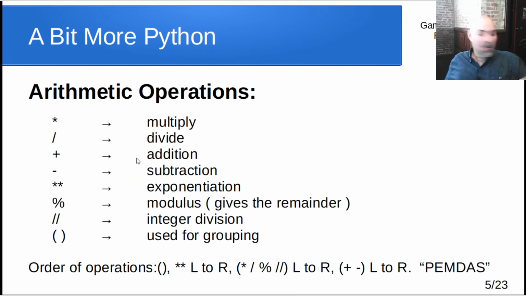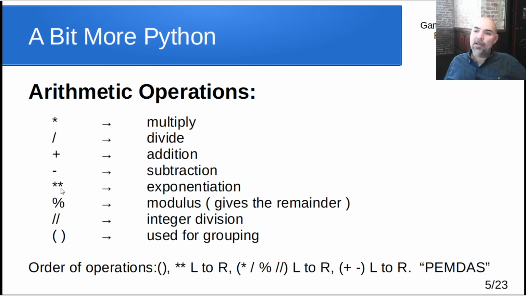Now, arithmetic operations. Just like we have string operations, we also have arithmetic operations. And arithmetic operations allow us to manipulate or perform operations on numbers. And as we see here, multiply, you have to use the asterisk between two things. Divide is the /. Addition is the plus. Subtraction is the minus. Exponentiation is two asterisks together.